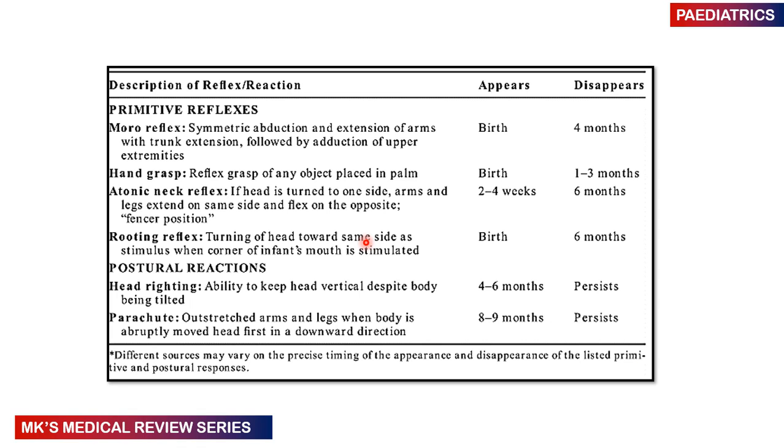That's how I actually think of this rooting reflex. So this is seen at birth and it disappears by 6 months. Then you have some postural reflexes like the head righting reflex. There's the ability to keep the head vertical despite the body being tilted.